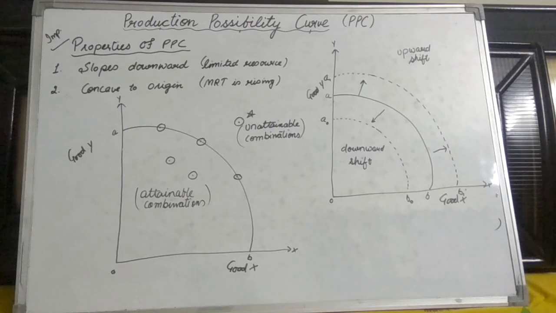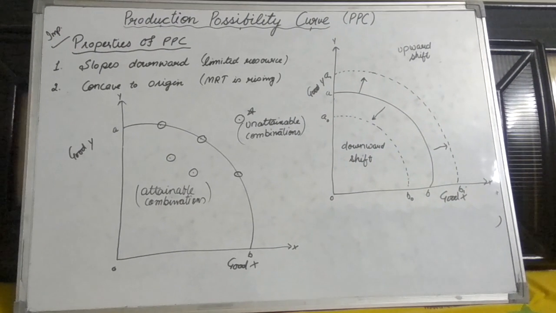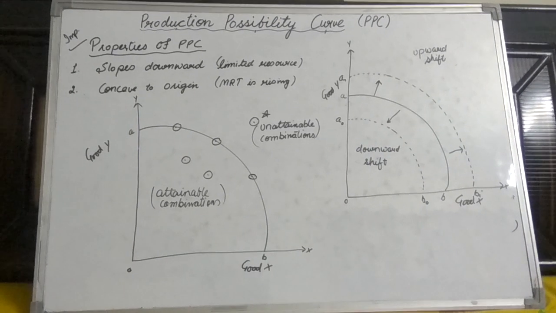So these were the basic features of this production possibility curve. I hope this will help you a lot in clarifying your concept regarding the same.